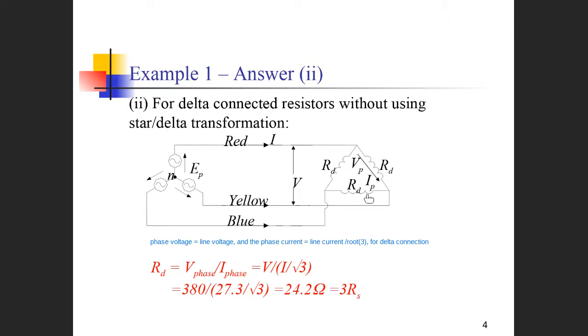So in the direct connection, the resistance is bigger. In the star connection, the resistance is smaller. Their total powers are the same. The source is the same. Did you find that difference?